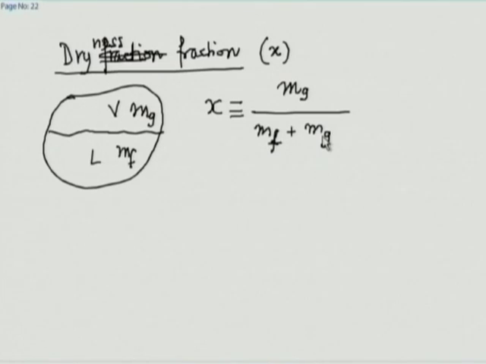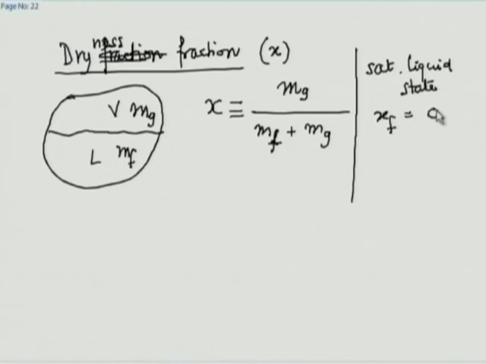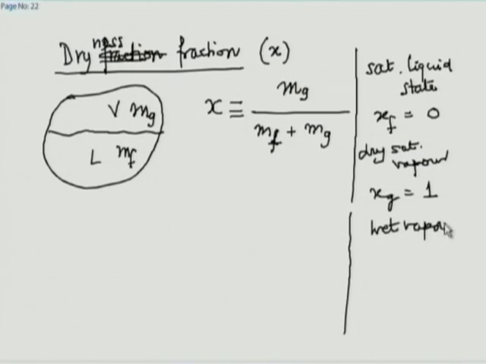Okay. What does this mean? This means that for the saturated liquid state, xf will be 0, because there will be no vapor, everything will be liquid. And for dry saturated vapor state, xg will be 1. And for the in between states, wet vapor, x will be between 0 and 1.